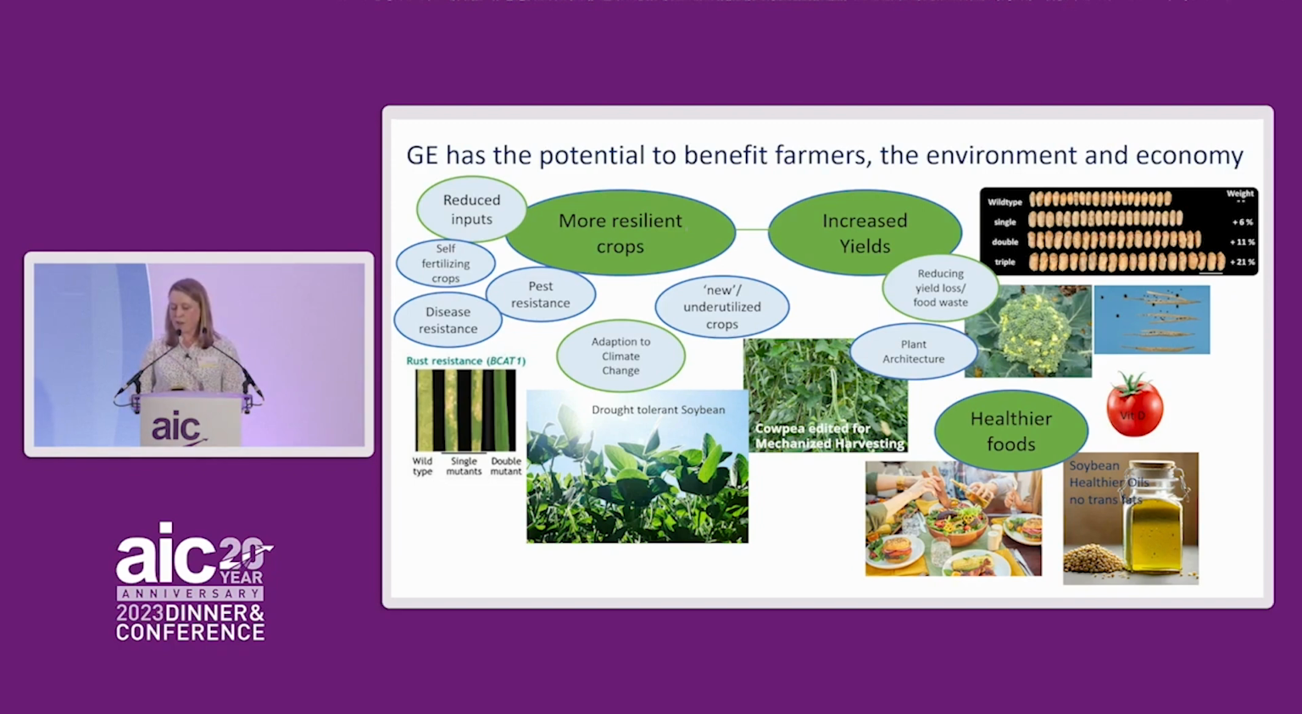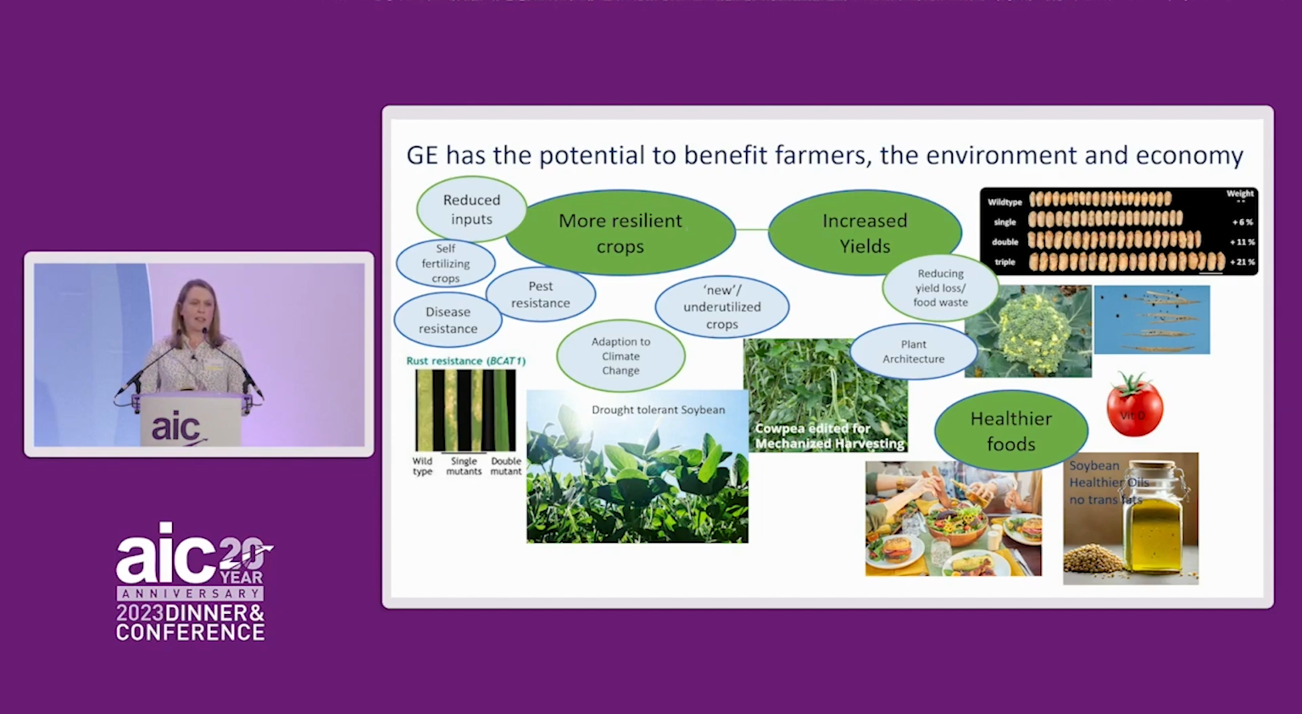We're also seeing work to increase yields. On this top image here, you can see some wheat. And in this particular piece of work, they've made 3 deletions to 3 genes, and you can see an increase in yields of up to 20%. Also work to reduce food waste as well.